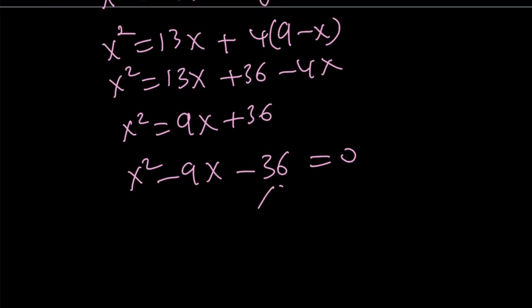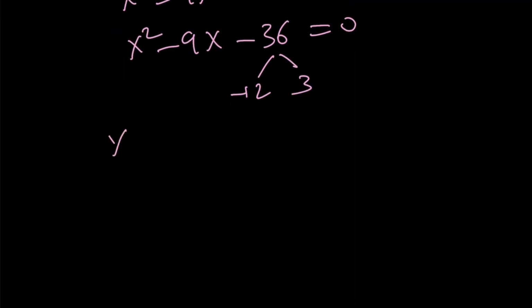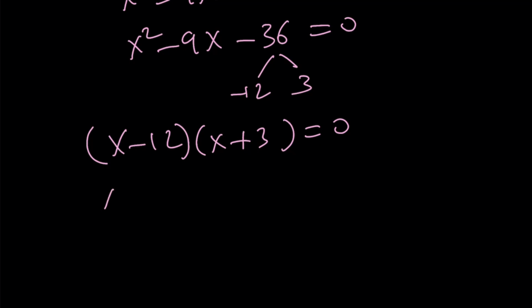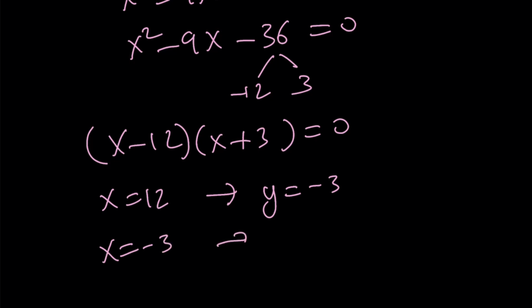And now I'm looking for two numbers. Negative 12 and 3 are the numbers I'm looking for. To keep a long story short, x minus 12 and x plus 3 equals 0. And guess what? From here we get x equals 12. Since their sum is 9, y is negative 3. Or x equals negative 3 and their sum is 9. So y is equal to 12.